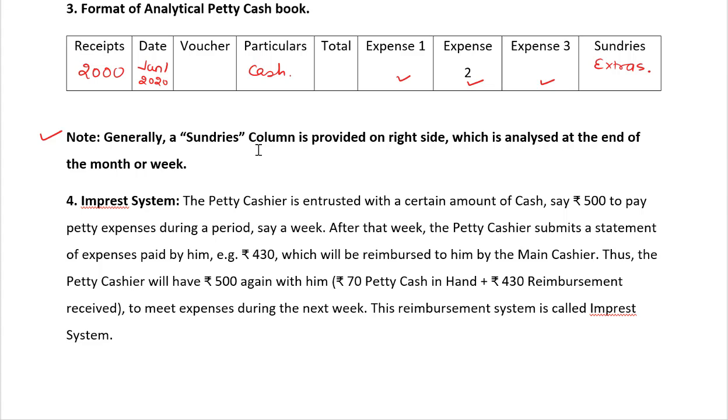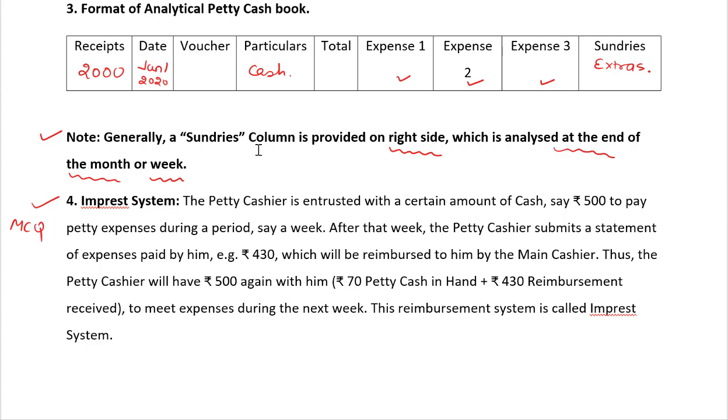Let's see the note. Generally, a sundries column is provided on the right hand side, which is analyzed at the end of the month or week, as the case may be. You understood the meaning of petty cash book. Now try and understand the meaning of imprest system. They can ask you the meaning of imprest system in MCQ.